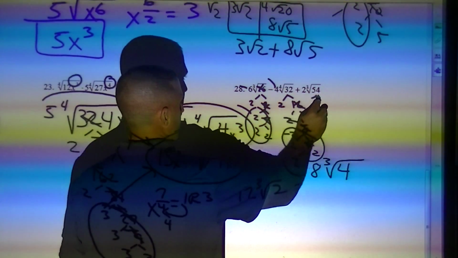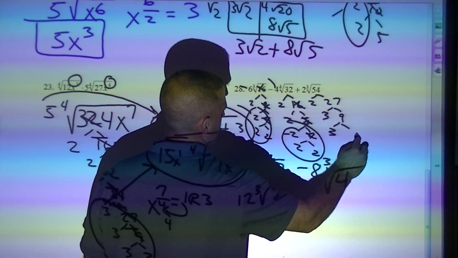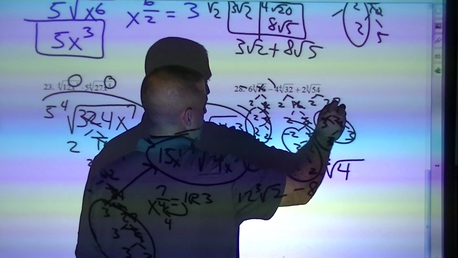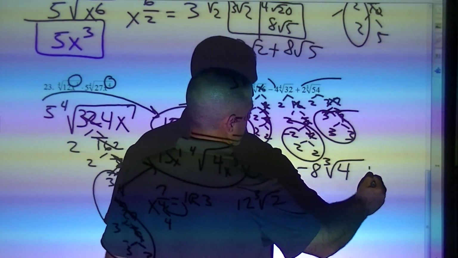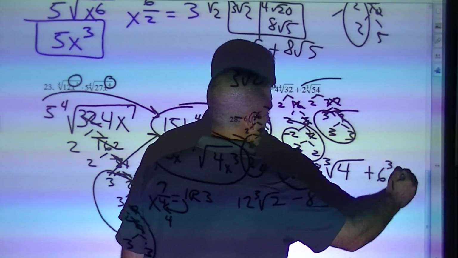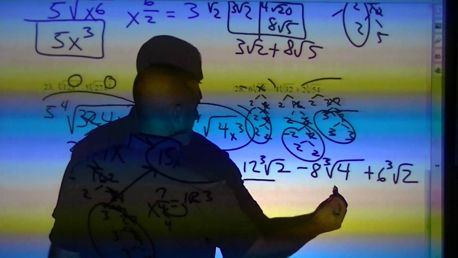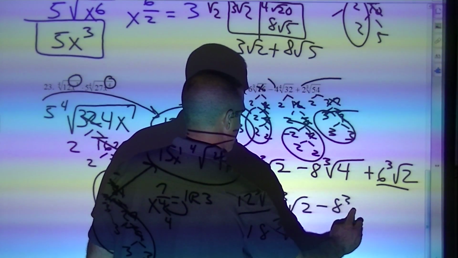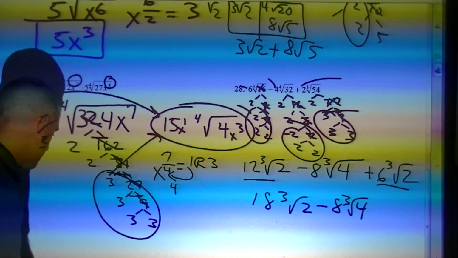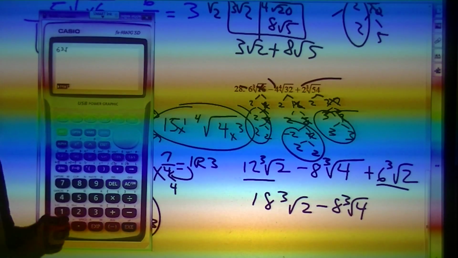And then I got this, all right? 2 and 27, all right? 3 and 9, 3 and 3. Okay, there's my triple. Can't use those. Okay, I got to include the 2, got to include the 3, so it's going to be 6, all right, cube root of 2. All right, now I'm going to look back and say, okay, what can I combine? Well, I can combine this one and this one, so that gives me 18 cube root of 2 minus 8 cube root of 4.